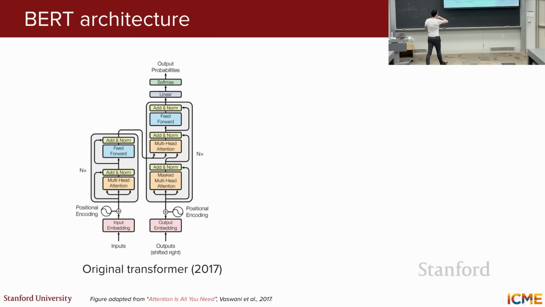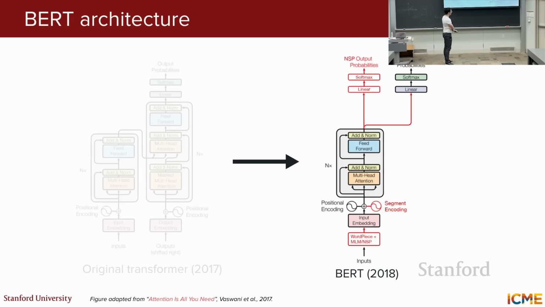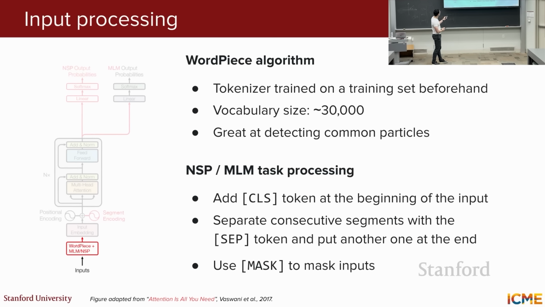So this is what we had in the original transformer paper that we saw last week. And what BERT did is extract the encoder part of it and attach basically these new objective functions that I just mentioned, alongside some new set of tricks when it comes to representing tokens. So I think we're going to go through them one by one.